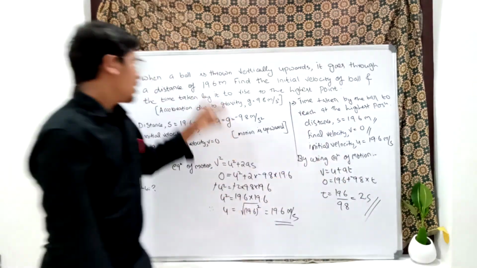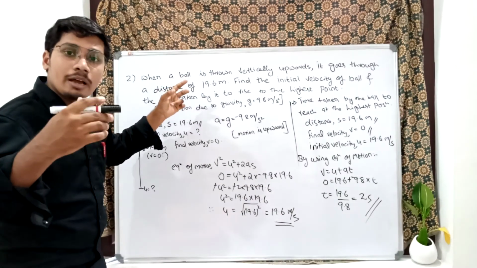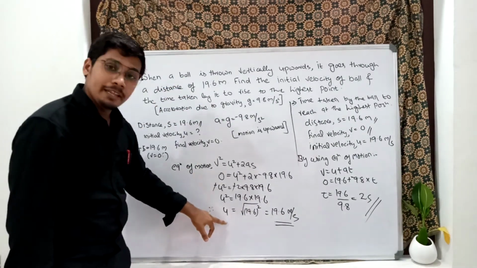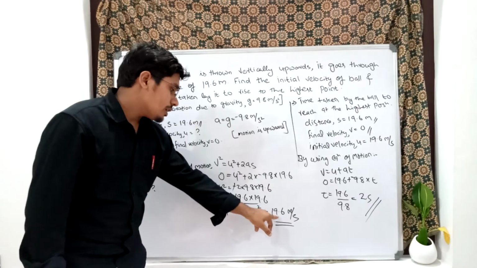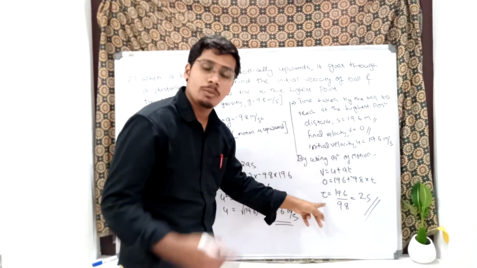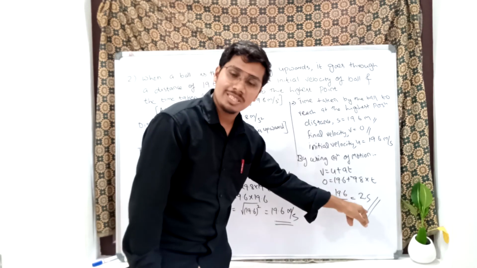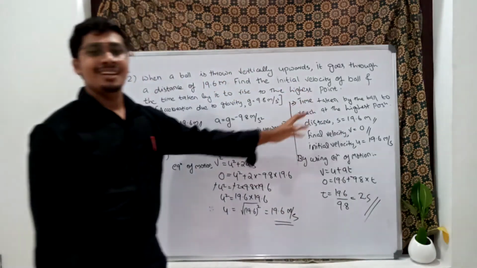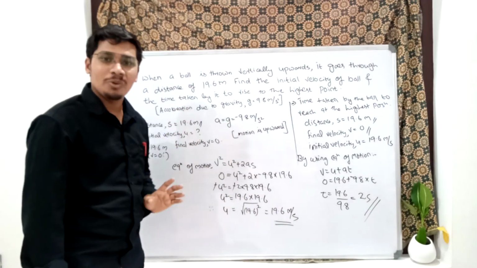My dear friends, let me summarize. The initial velocity u is 19.6 meter per second and the time taken by the ball to reach the highest position is 2 seconds. This is the thing. I hope you have understood this.